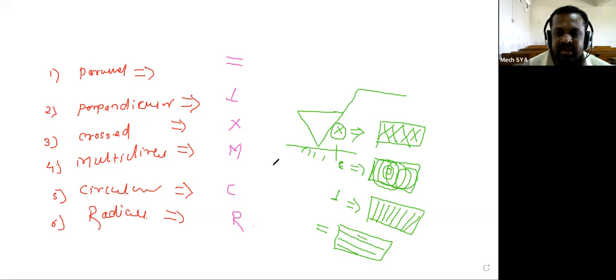And if such a symbol is there, I have to indicate the multi-directional symbol. Multi-directional pattern of irregularities are there, in all directions, like this. These are the symbols for directional. So understood?